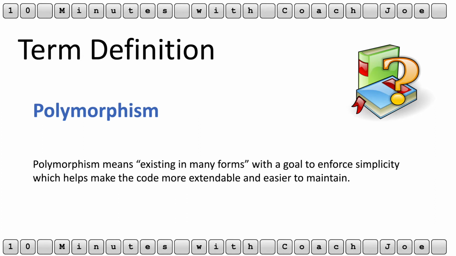Polymorphism means existing in many forms. With the use of contracts, overloading, and overriding, we can enforce simplicity, which makes the code more extendable and easier to maintain. It lets programmers use the same word to mean different things in different contexts.